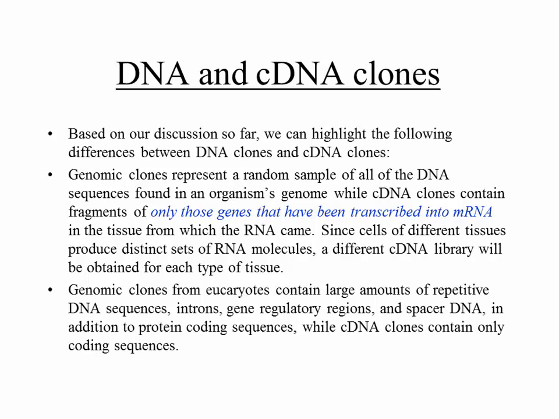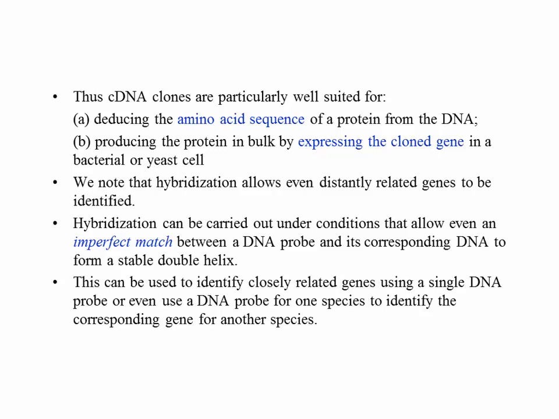On the other hand, if you're looking at cDNA clones, they contain only the coding sequences. So thus, cDNA clones are particularly well suited for deducing the amino acid sequence of a protein from the DNA, right? Because all the introns have been taken out, right? So now all you have to do is just go and use the genetic code, okay? Read the nucleotides, the RNA nucleotides 3 at a time, and you know what the amino acid sequence of the protein is.